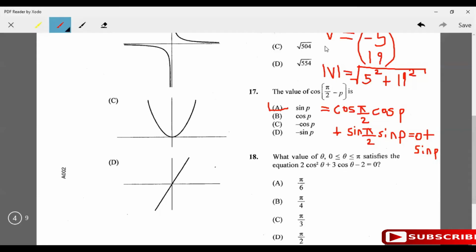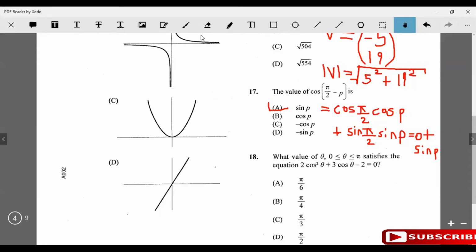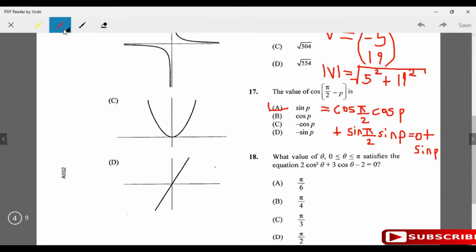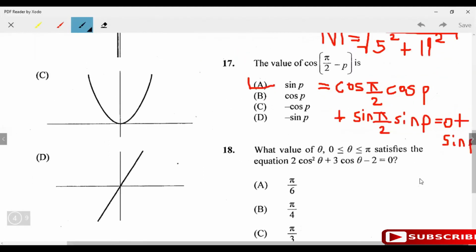All right. Question 18. Question 18 is asking us to find the value of theta that is going to satisfy this quadratic equation. Let me get a little zoom.